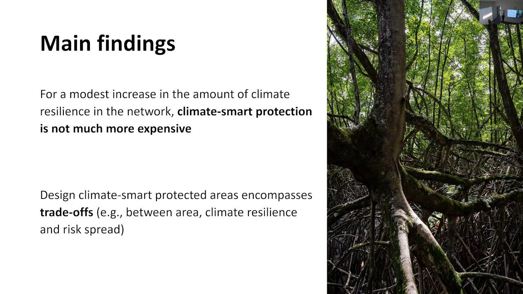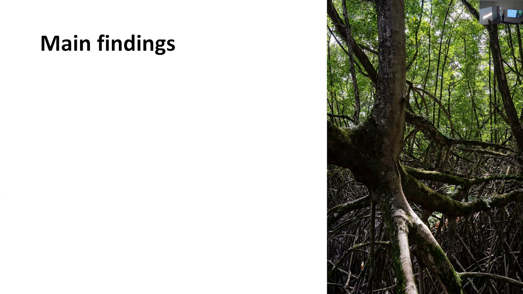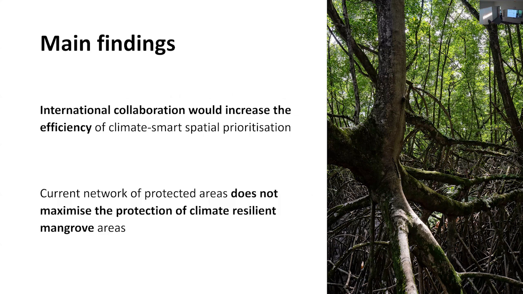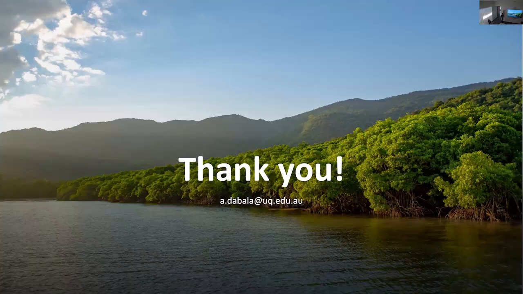So if we want a network that is more climate resilient, it will need to be larger or more costly, frankly. And then we concluded that international collaboration would increase the efficiency of climate smart prioritization, and also that the current network of protected areas doesn't really try to maximize climate resilience. So yeah, thank you so much.